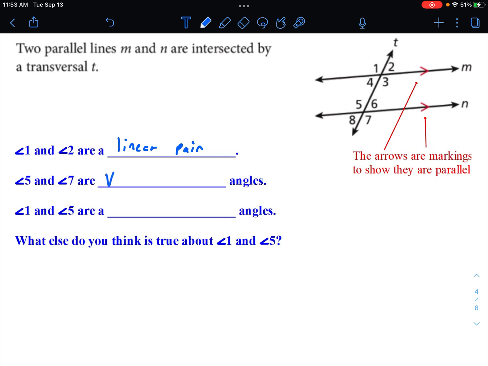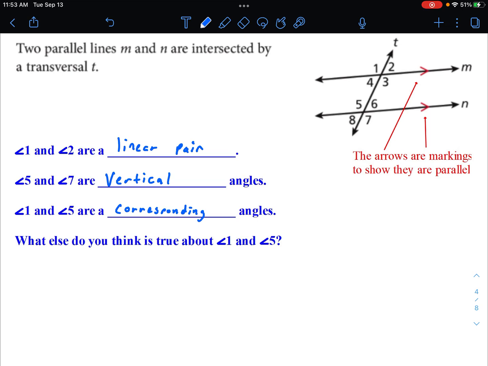5 and 7 are vertical angles. Of course, vertical angles are congruent. We should know that. And then lastly, angle 1 and 5, they are corresponding angles, which is what we talked about today. And then the question is, what else do you think is true about angle 1 and 5? And this is really up to you, but most people say that they think 1 and 5 are equal or that they're congruent. And that would actually be correct.